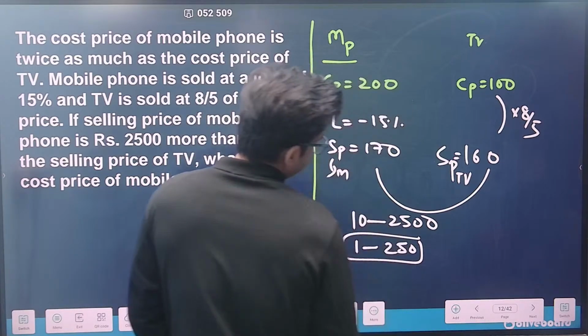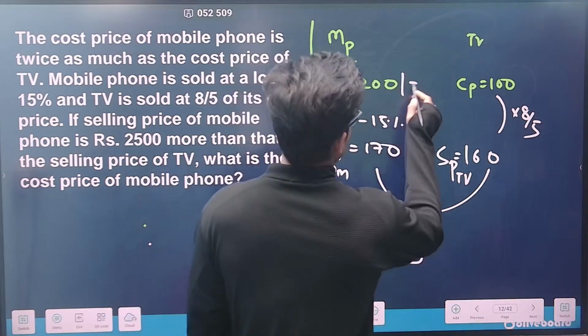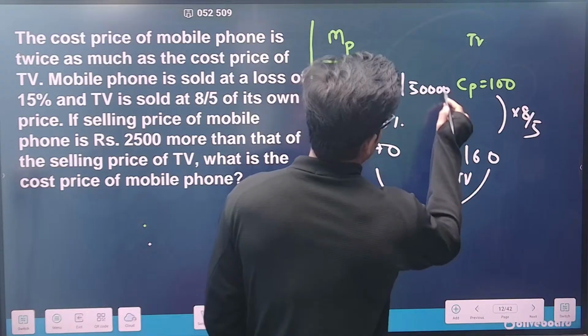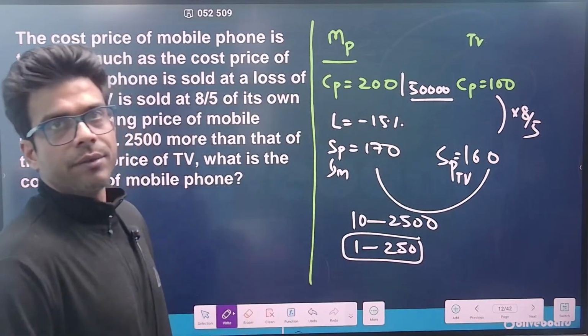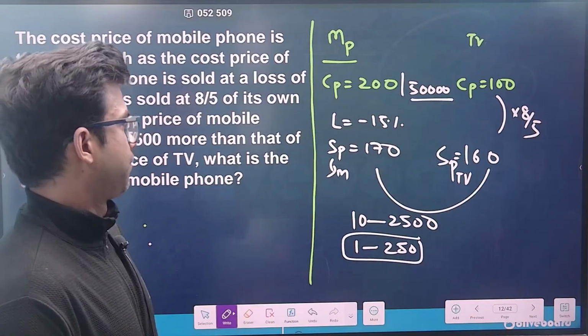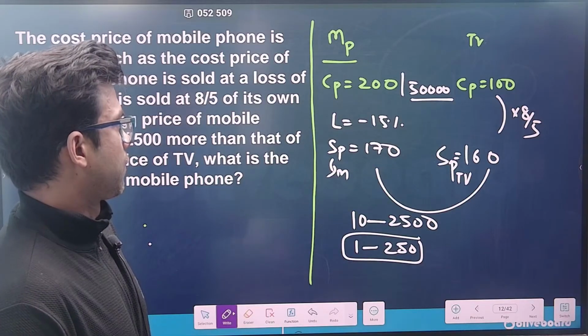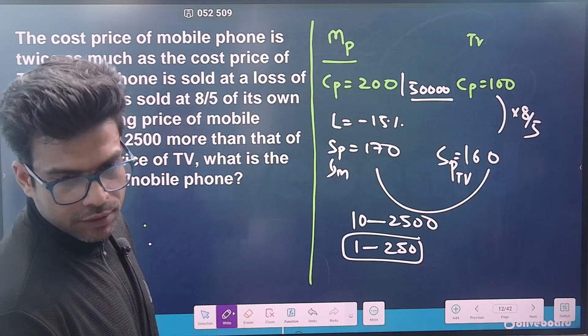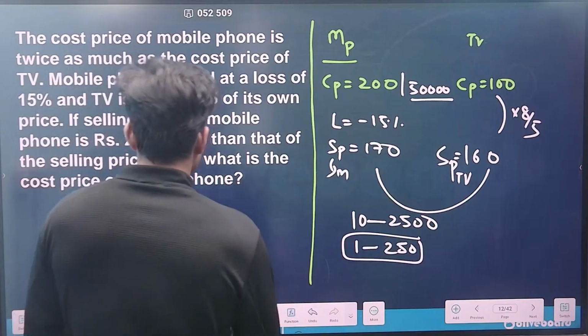Cost price of the mobile phone would be 250 into 2, which is 500, so the answer would be how much? 50,000. Correct. So this was the answer, guys. The answer is 50,000.